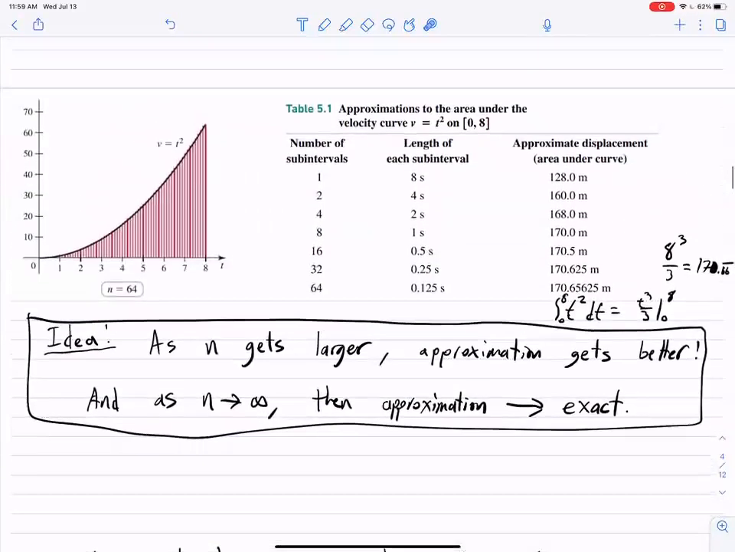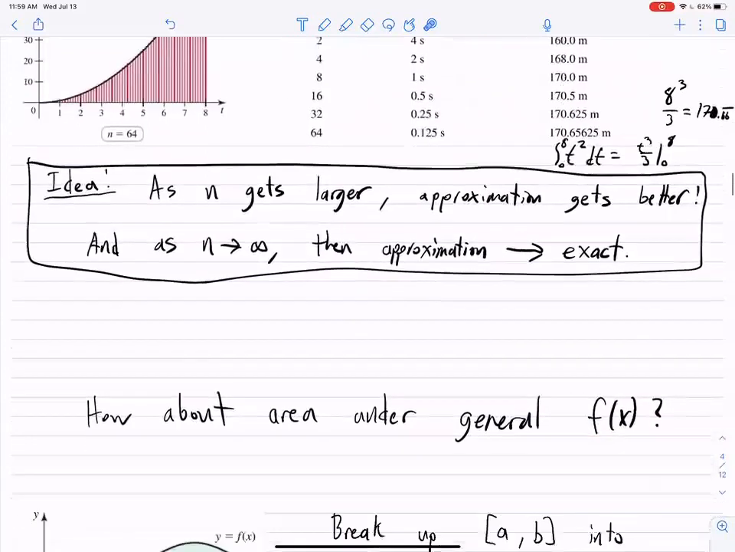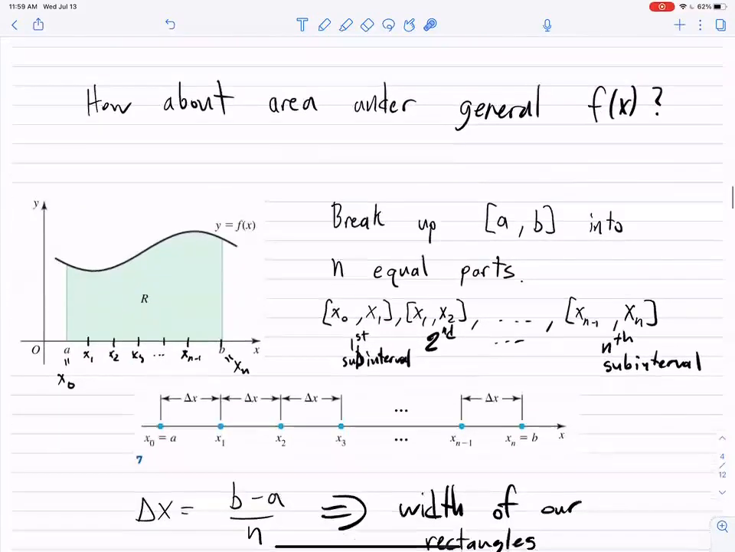And so that's for a velocity function, but there's nothing special about a velocity function. For any function f of x, we can do the same song and dance. And the idea is that you take your interval.